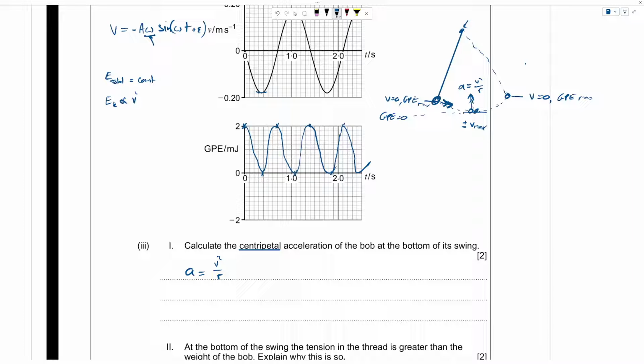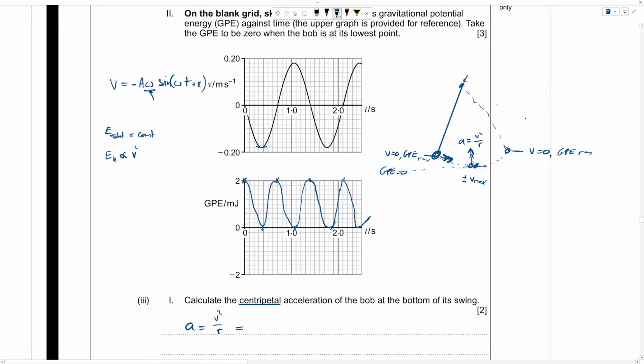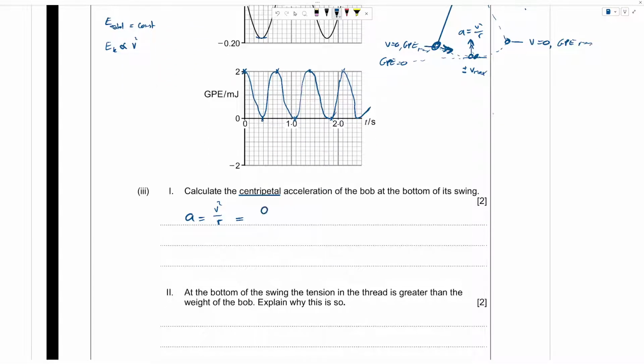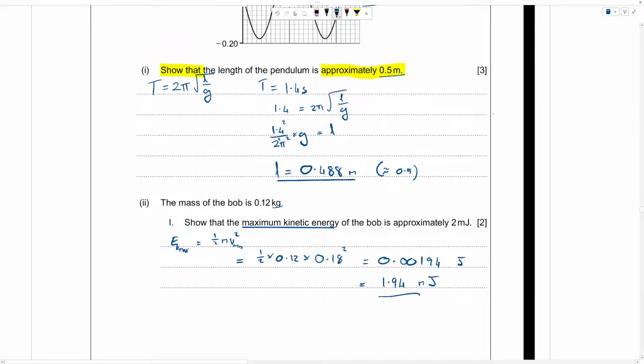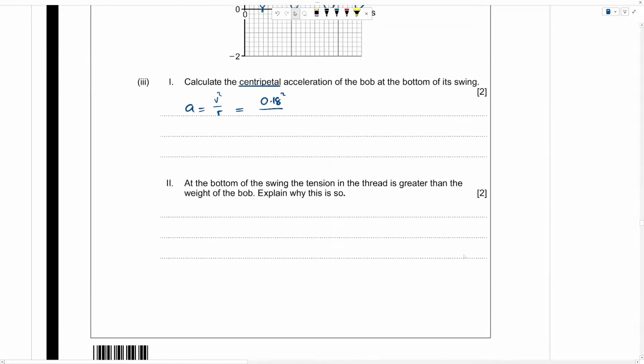It's at the bottom of the swing, so that's when v is a maximum. So we can simply read v off the graph. Again, it was 0.18. And the radius of our motion here is the length of the pendulum, which I have forgotten, 0.488 meters. And we'll chuck that in the calculator.